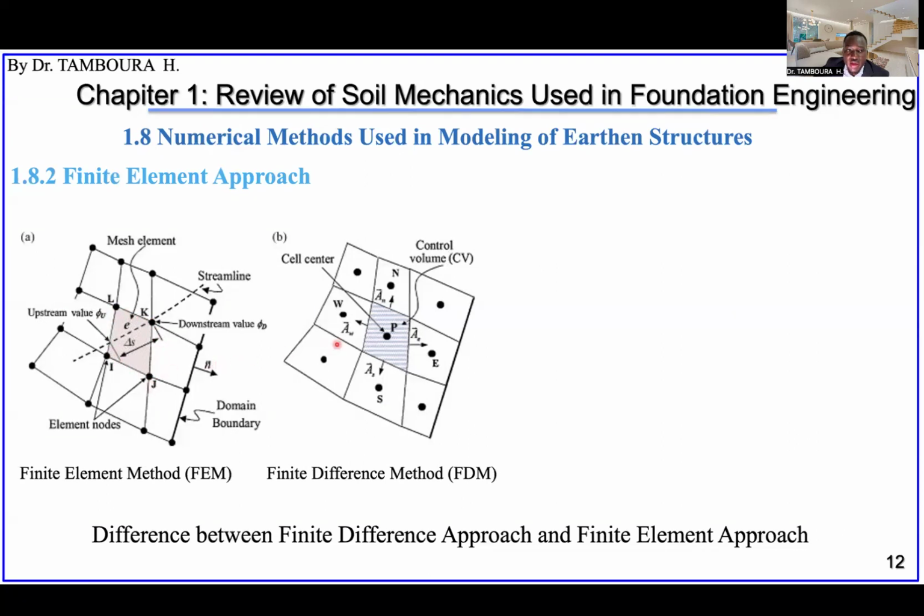However, as you can see, named here: node, element node. Okay. And domain boundary, the limit of the domain boundary. So in case of the finite difference method, the element is not represented by several nodes. Each element has one node, the cell center here. We're calling it cell center. Okay. Cell center.